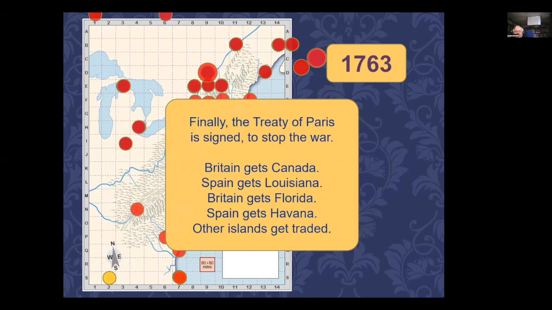So the Treaty of Paris came along, and now we set the context for what was going on and who gets what. Spain gets Louisiana from France. Britain gets Canada from France. Britain gets Florida from Spain. Spain gets, and so on.